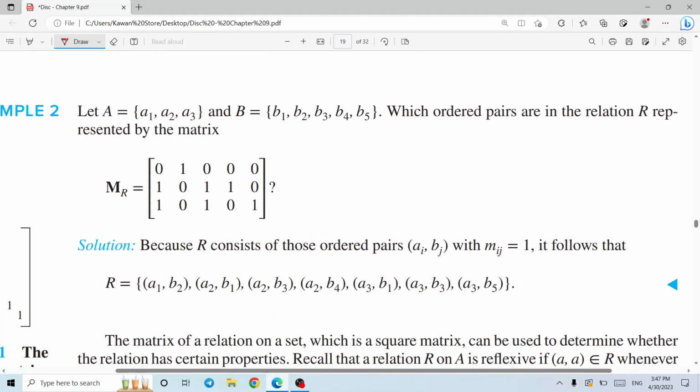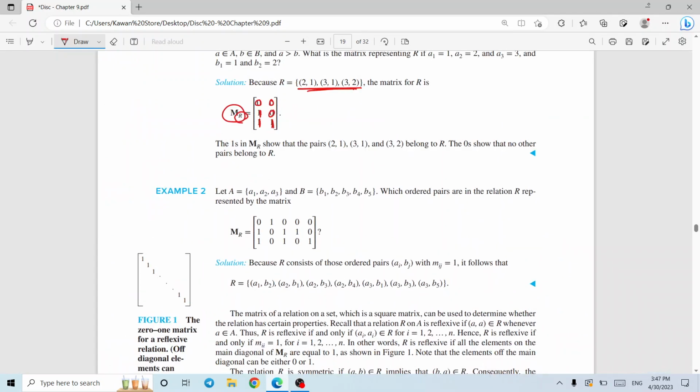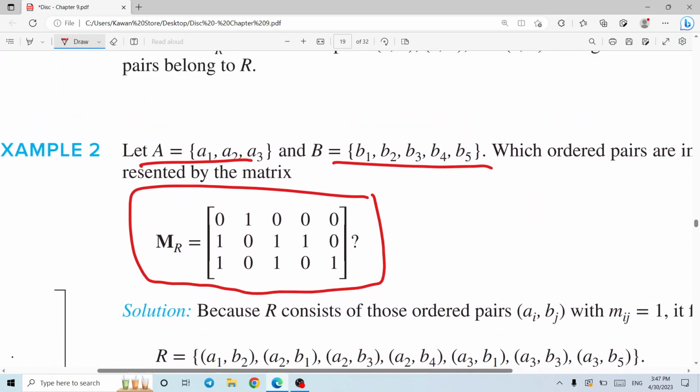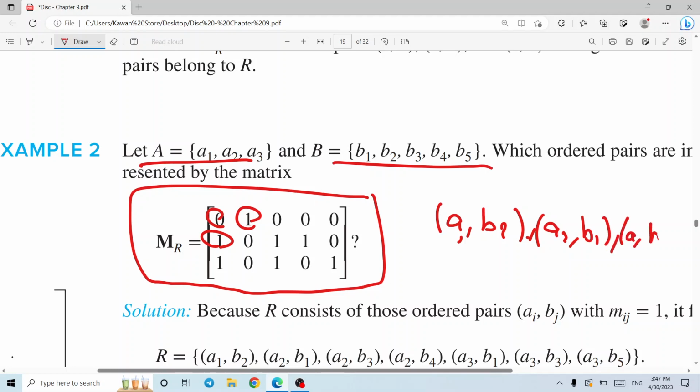Then after that, you know how to deal with the reverse situation. Look at this example. I have A, I have B, and I have this matrix. So this example is the reverse of the first example. Show me the set of the relation. How do we do it? I don't have A1 and A1, so I have A1, B2. What else? A2, B1. You are right. A2, B3, and go on.